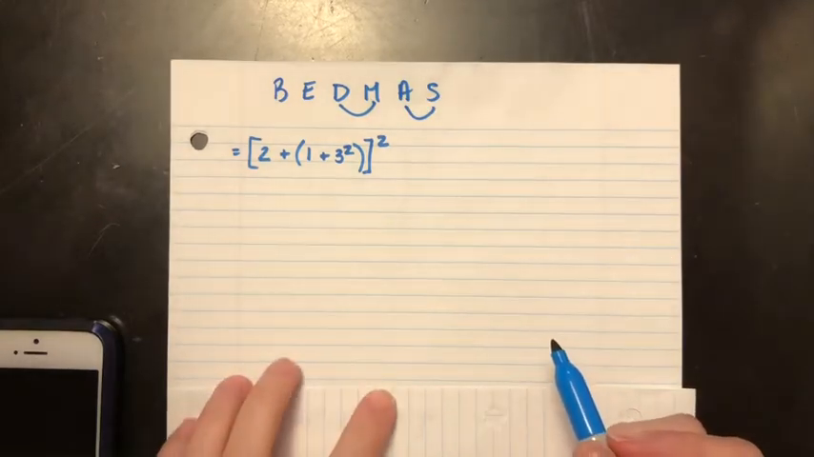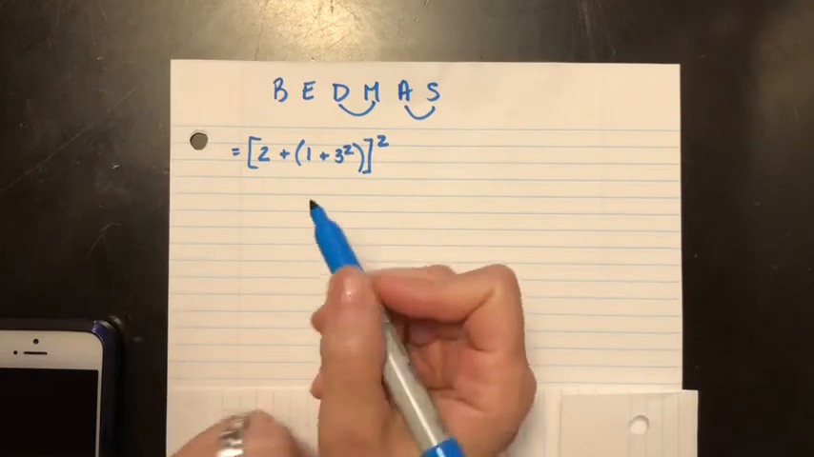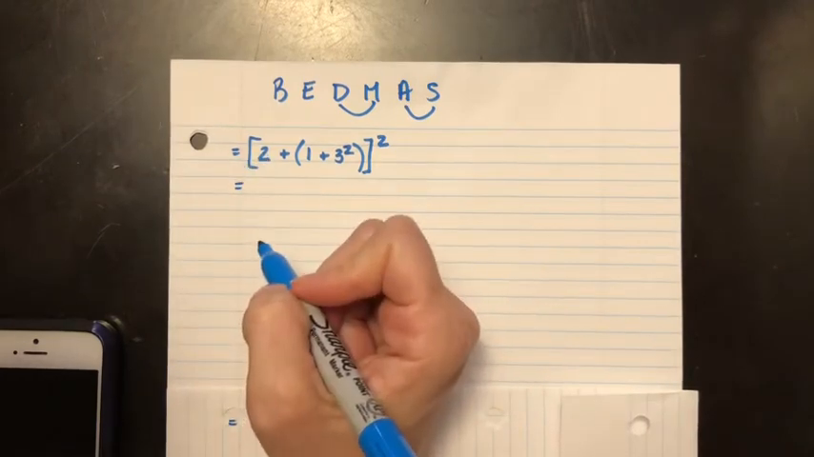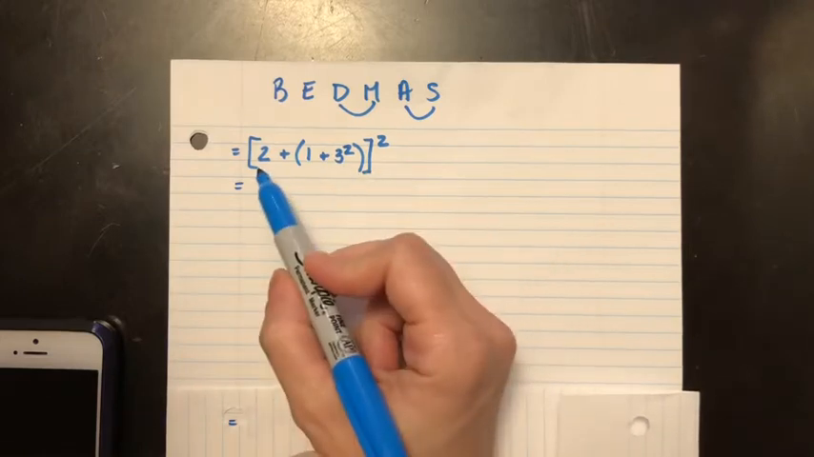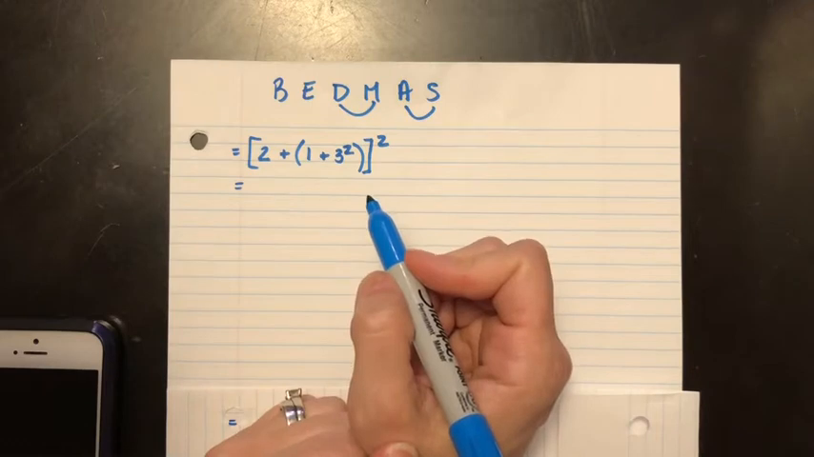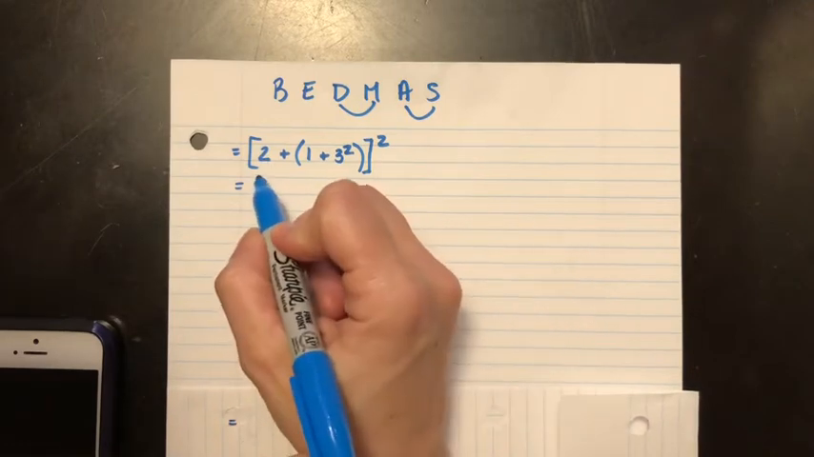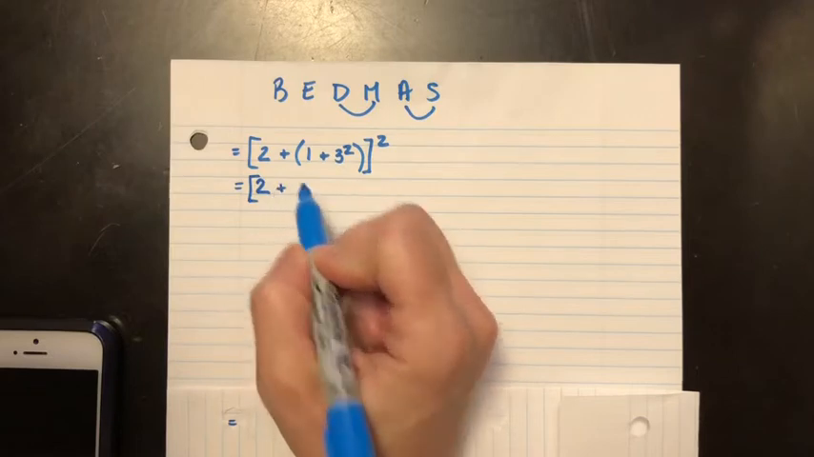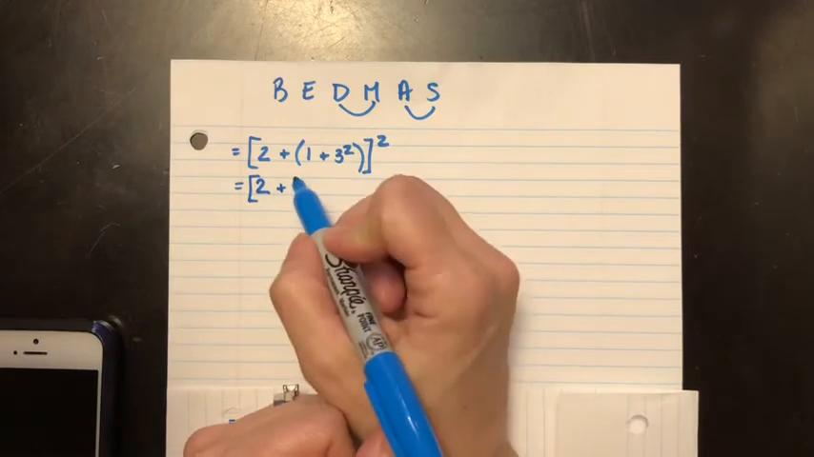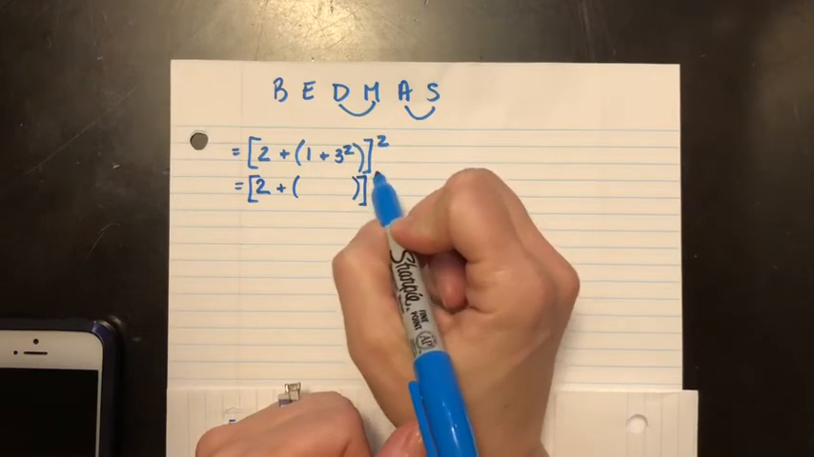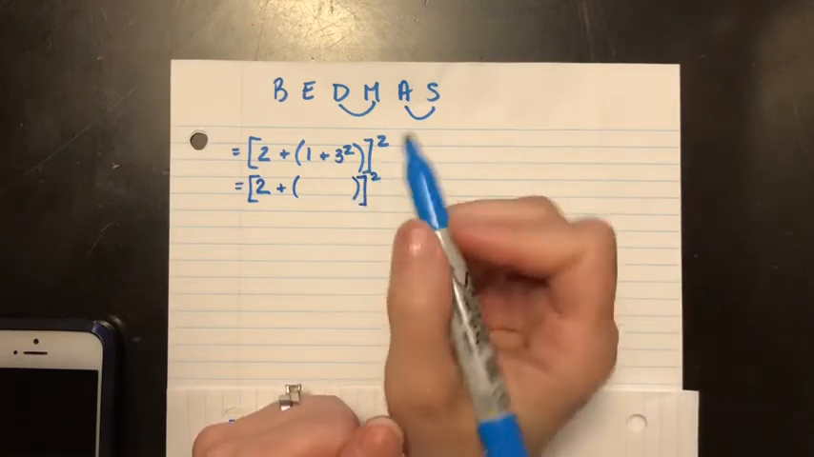Okay, so we're going to start with this problem here. I'm going to line up my equal sign down the left side of my page. I have to copy every single thing out in this problem that I'm not dealing with. So I'm going to do my open bracket here. I'm going to copy out my 2, plus sign, my bracket, my big bracket, and my 2. I'm not ready to deal with any of that yet.